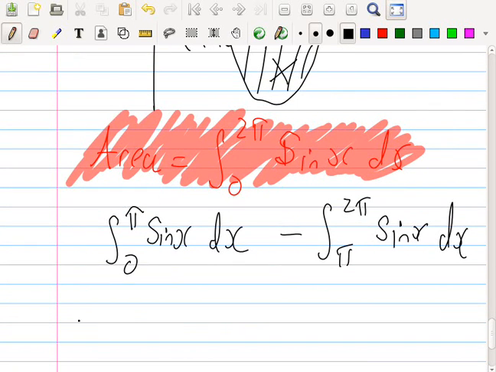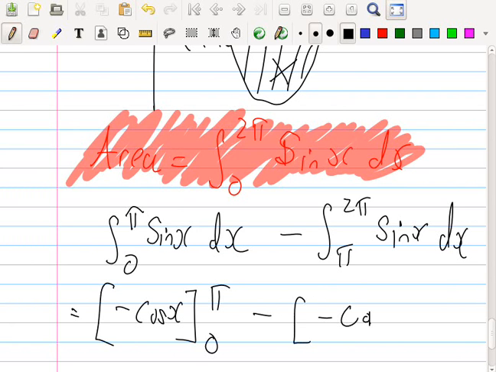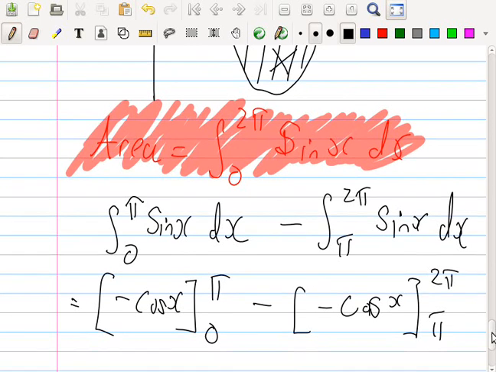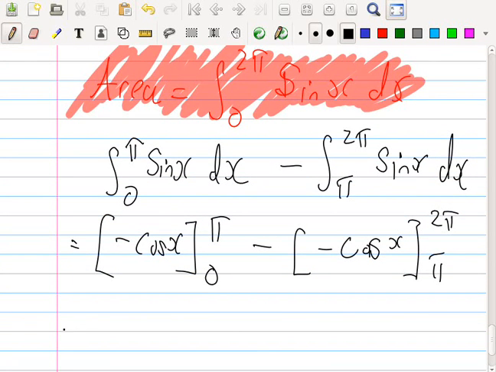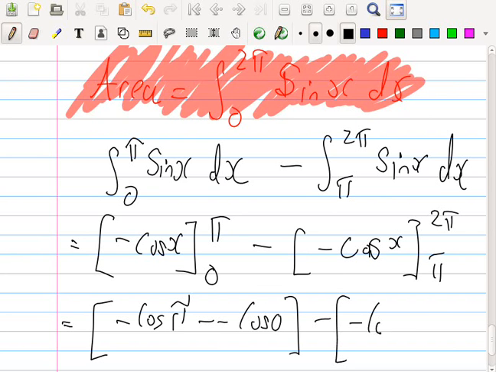Okay, so here we get the antiderivative of sine x, minus cos x, very good, from 0 to pi. And then again minus cos x, same x, from pi to 2 pi. Now these two minuses here make plus, but I won't worry about that actually. So here is minus cos pi, minus minus cos 0, and here is minus cos 2 pi, minus minus cos pi.